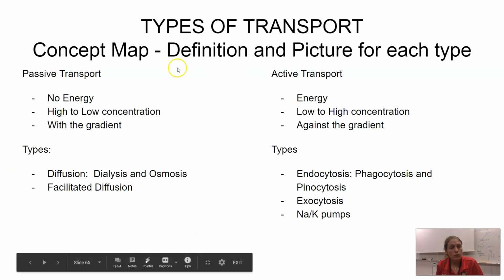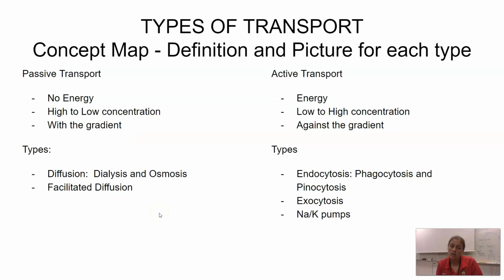So types for passive include diffusion, and diffusion can be dialysis diffusion or it can be osmosis diffusion. And then we also have facilitated diffusion. Types that are active transport are endocytosis, which include phagocytosis and pinocytosis. There's exocytosis, and then there's sodium and potassium pumps.